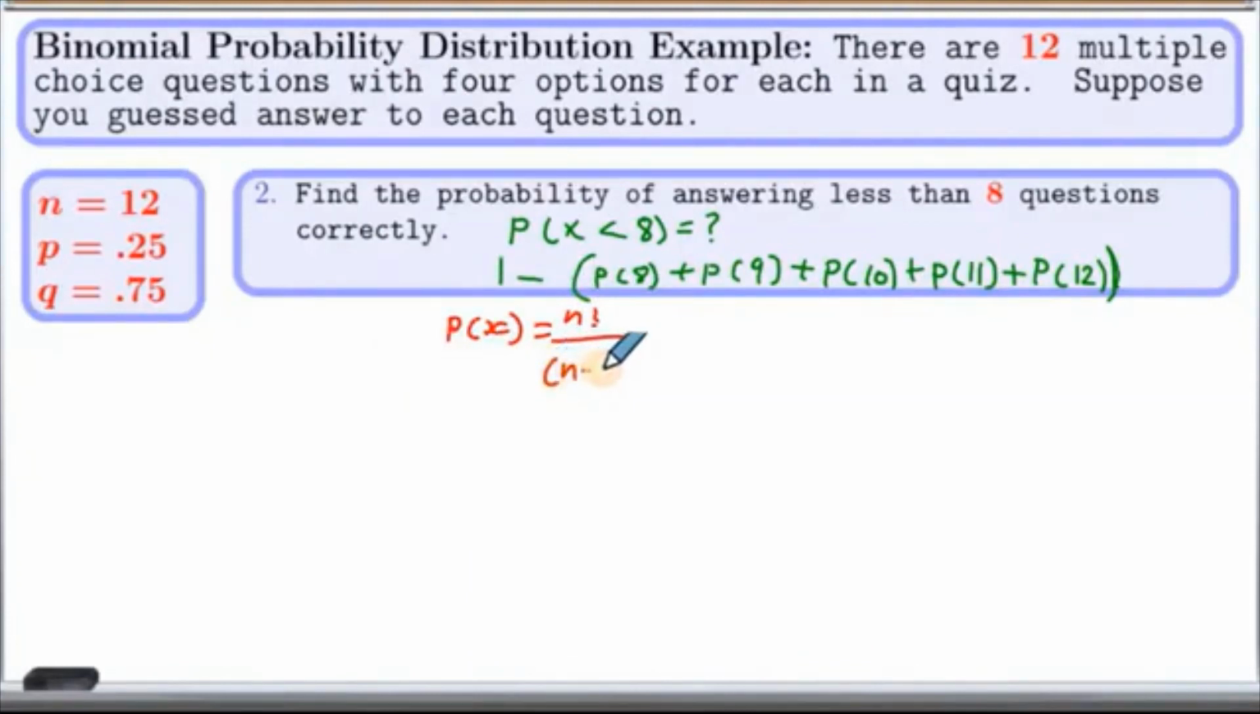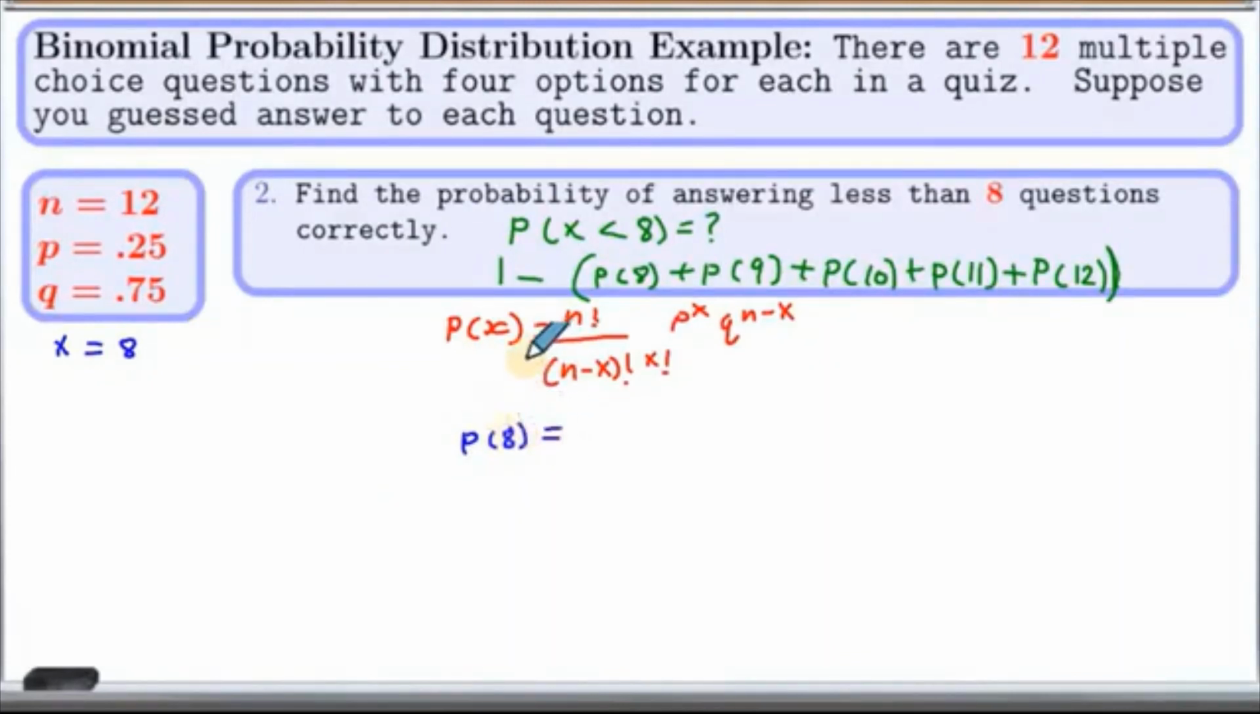n factorial over n minus x factorial times x factorial, p to the x, q to the n minus x. Now, all we need to do is substitute our values of n, p, q, and x in this formula here. Here we already have our n, p, q. For finding probability of 8, our x will be 8. So now let's substitute our x, p, and q in this formula here.